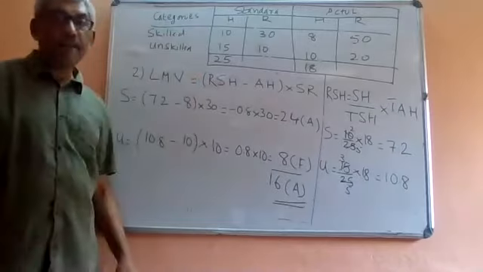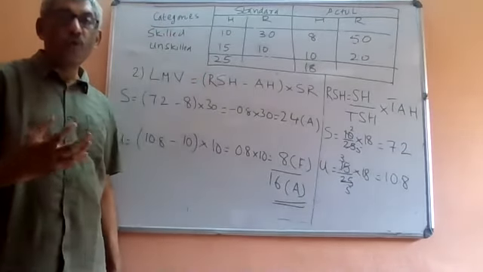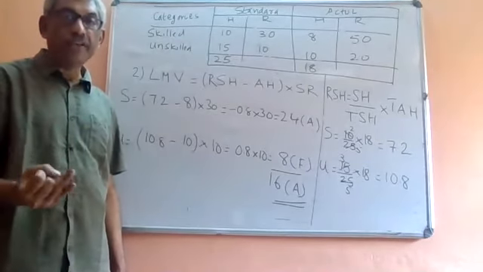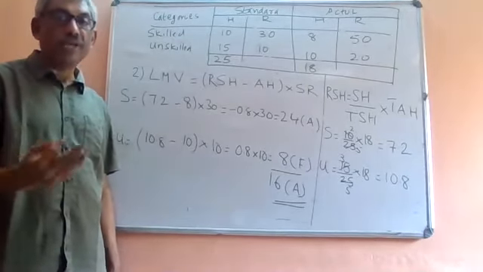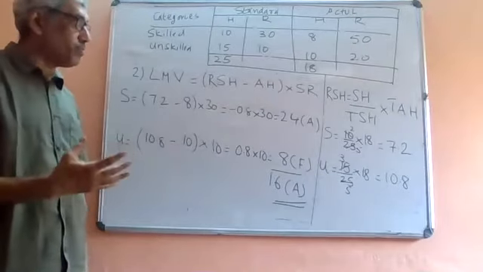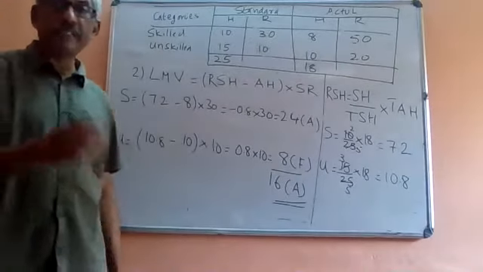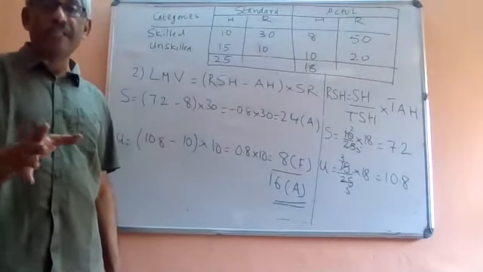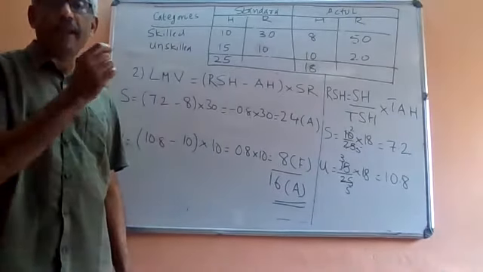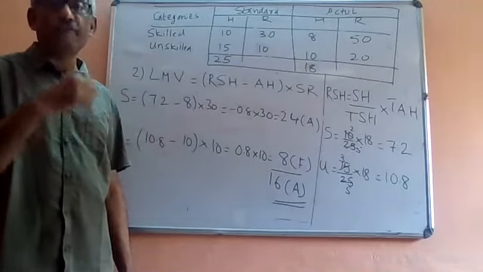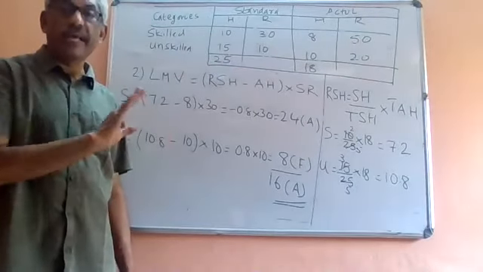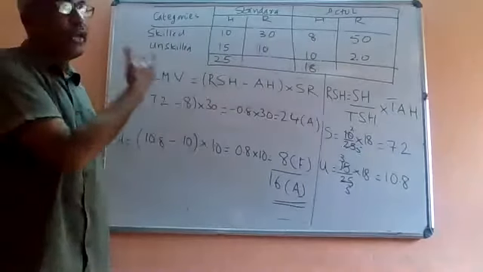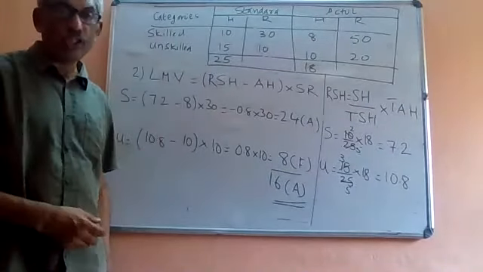So this is how we can calculate labor cost variance, labor rate variance, labor efficiency variance, and labor mix variance. These are the four formulas. It is very similar to material variance. The only difference is that instead of quantity, I am using hours, and instead of price, I am using rate. So if you know material cost variance, you can easily calculate labor cost variance.